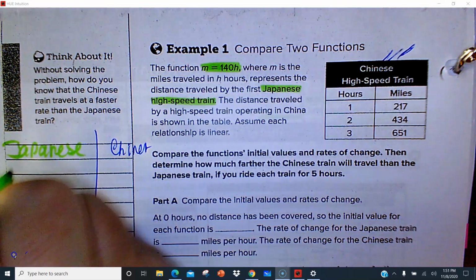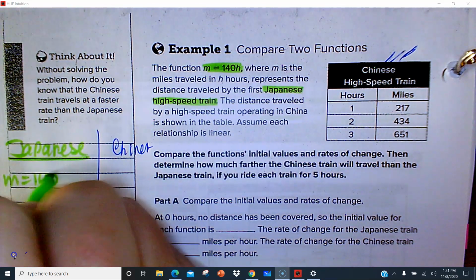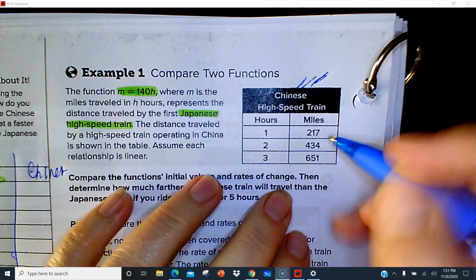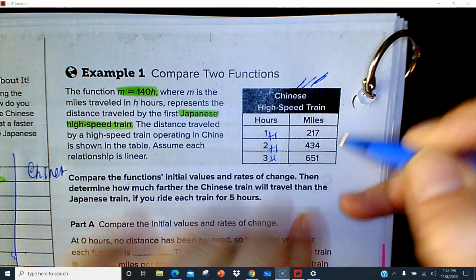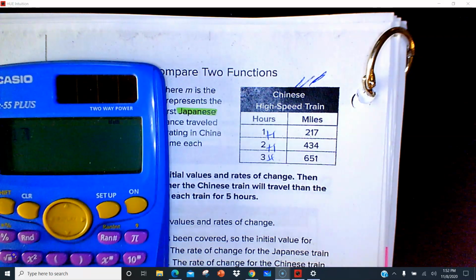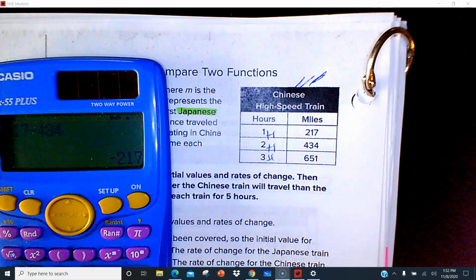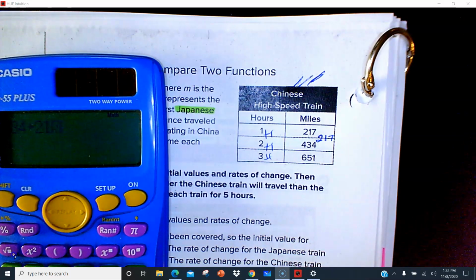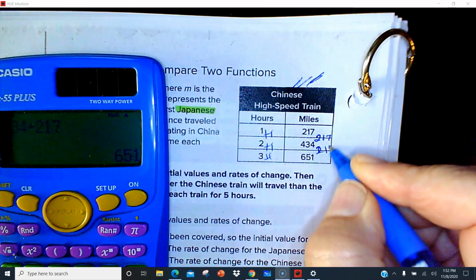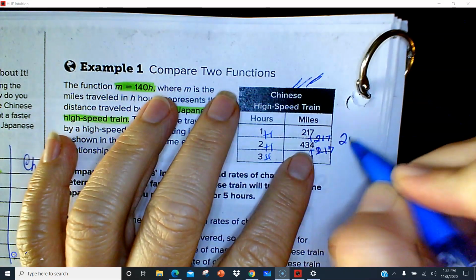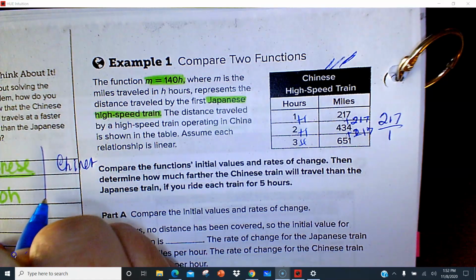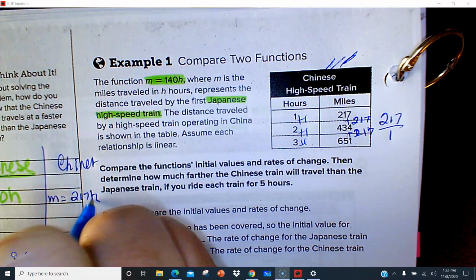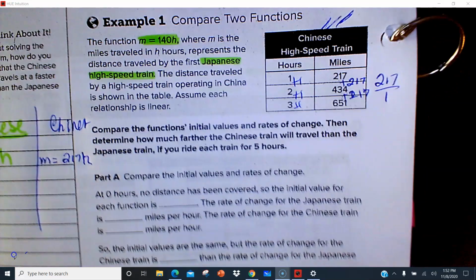So Japanese is m equals 140h. And the Chinese one, well, I don't know what the Chinese one is. So let's find this out. So this is going up by 1. And this is going up by, you may use your calculators here, 434 minus 217. It's going up by 217. 434 plus 217 is 651. So it's going up by 217. Okay, so that's the rate of change, 217 over 1. So for the Chinese train, it's going to be 217 miles per hour times h. Okay, so that is my rate.